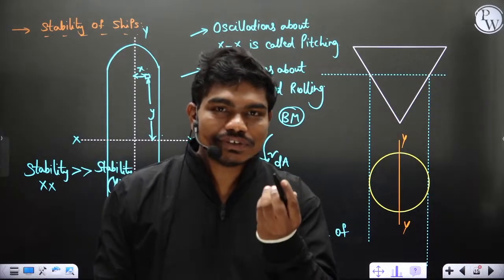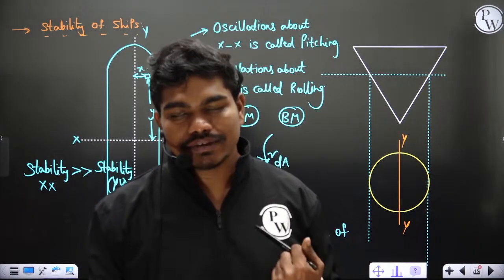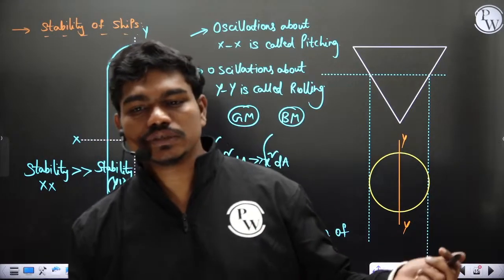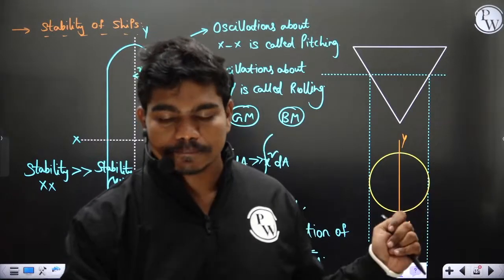In L&T interviews, the question they ask is, if I want to design a ship, what should be my value of GM? Then you should say it depends on the type of the ship we are designing. For cargo, it is something different. For passenger ships, it is something different because of these logics.